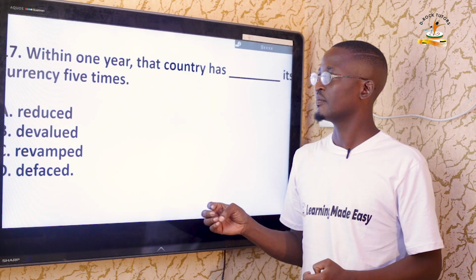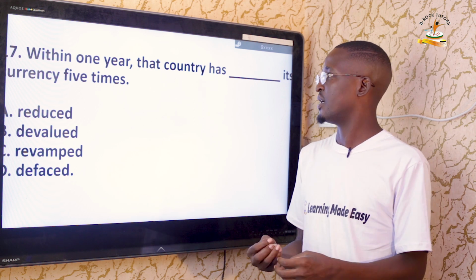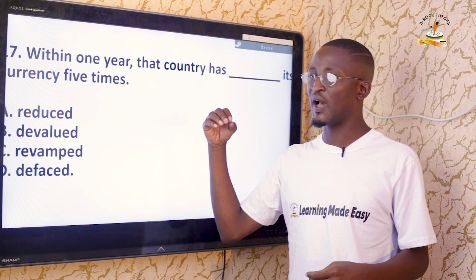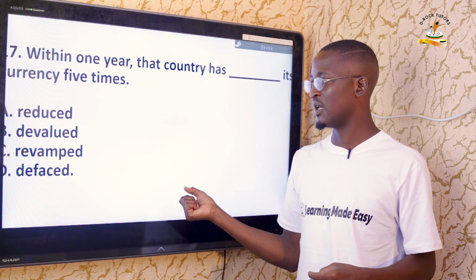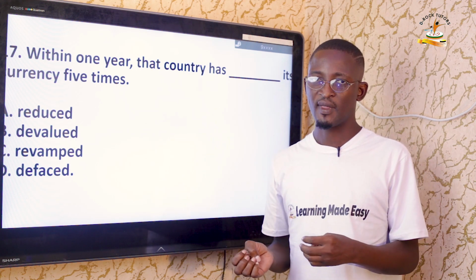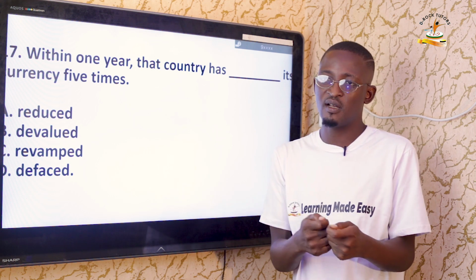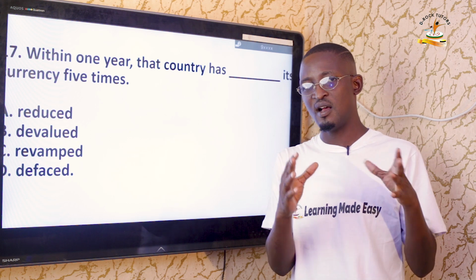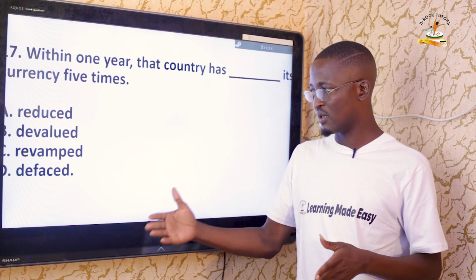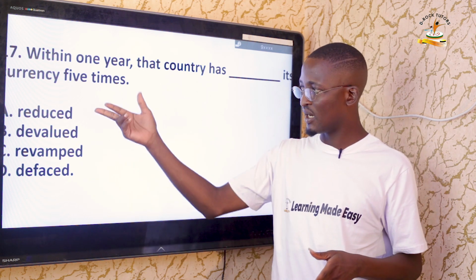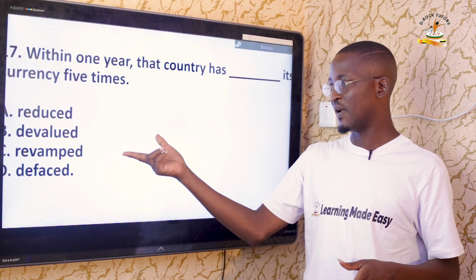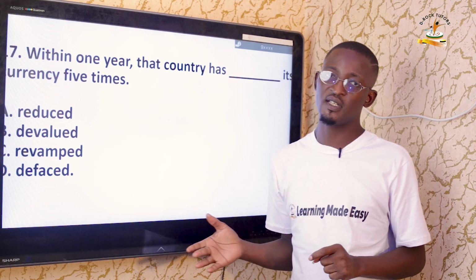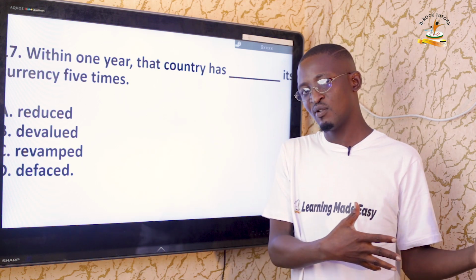17. Within 1 year, that country has dashed its currency 5 times: reduced, devalued, revamped, defaced. So when you are trying to bring about some kind of currency that is having to change the faces, you can have it to be defaced rather than saying it is reduced, devalued, or revamped. You change the face of the currency, that is defaced, so that other ones could actually come in.